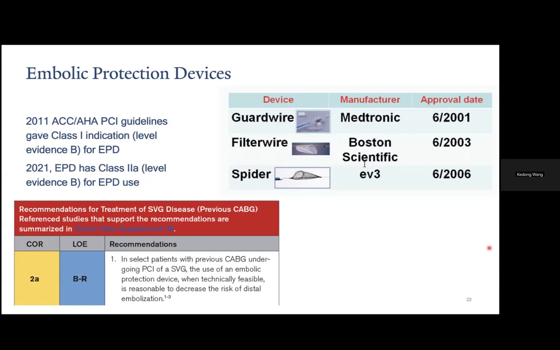But the majority of the embolic protection devices we use are the FilterWire and the Spider. It's still relevant to mention the GuardWire because it was the first commercially available device that came out in the US, and it was the first that a randomized trial was conducted on.